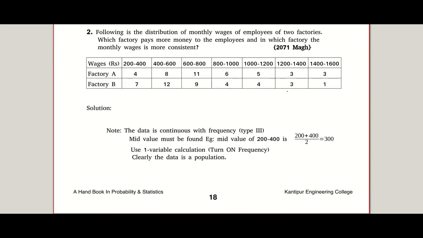Okay, I'll give you another question also. Now look at this. This is not type 1. Okay, I'll show you something.